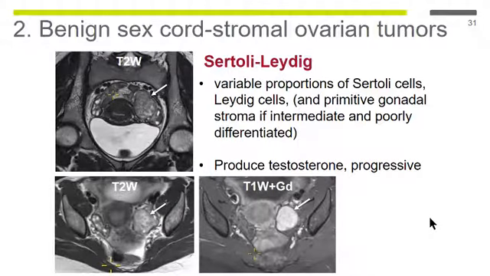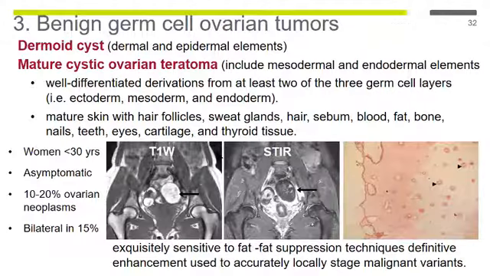And then the third type of benign sex cord-stromal tumor is the Sertoli-Leydig. Again, this is a rare tumor type, but it's in a young patient. Again, very well defined, intermediate signal intensity. The patient's age is a giveaway here, and the other thing is they produce testosterone, so the patient becomes progressively masculinized. So it is the hormonal thing about the patient that gives it away that it's a Sertoli-Leydig.